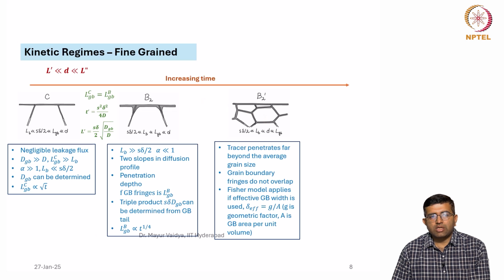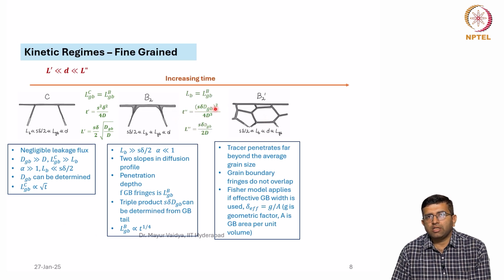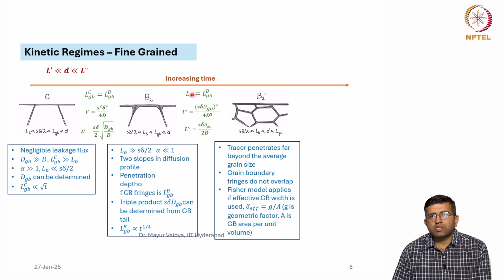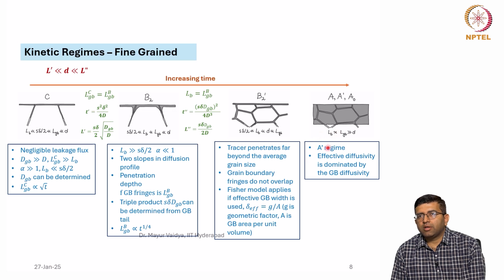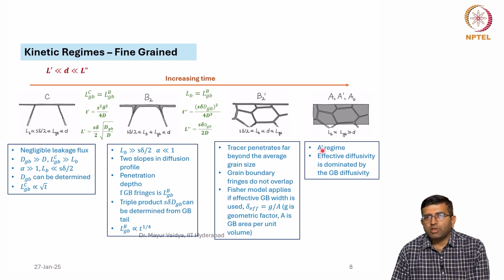So the transition times now can be calculated again, and T double dash is (S delta D_GB) whole square by 4D cube, and L double dash is S delta D_GB by 2D. Okay. So here this is also calculated by L_B equal to L_B^GB. Now again, if you increase the time further, you enter an A regime. Here, because now the grain size is finer, the effective diffusivity is dominated by the grain boundary diffusivity.